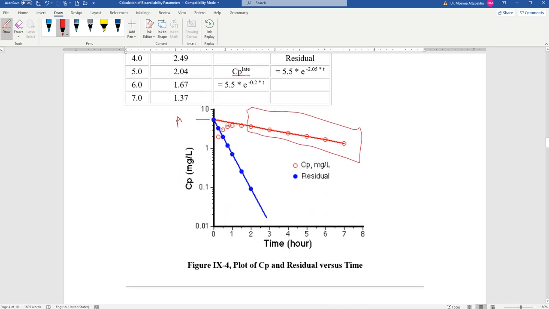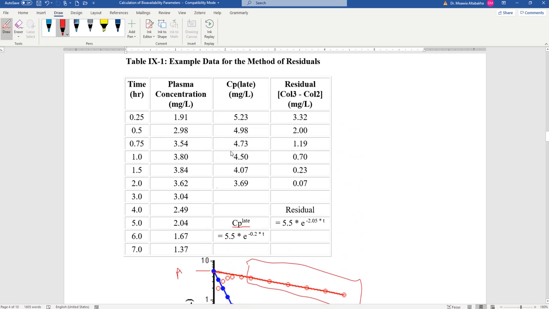Then she went to this time, 0.75, on the straight line. She read the concentration and then put it here, 4.73. See, she did also at 1 hour and 1.5 hour and at 2 hours.